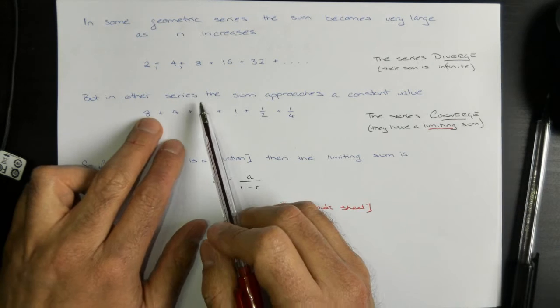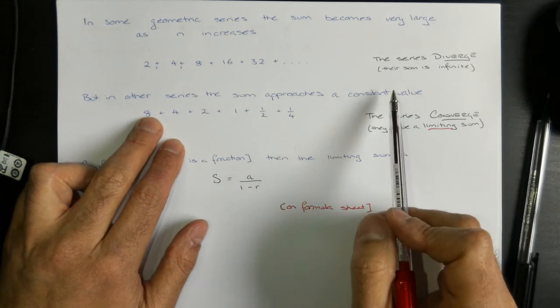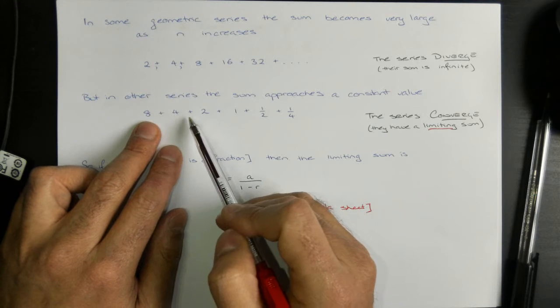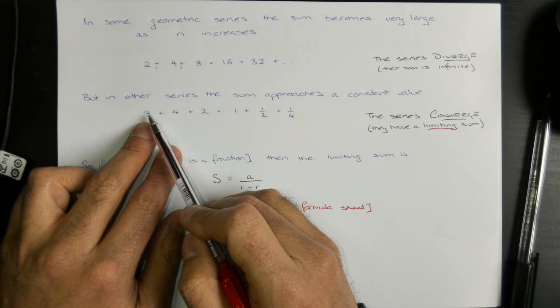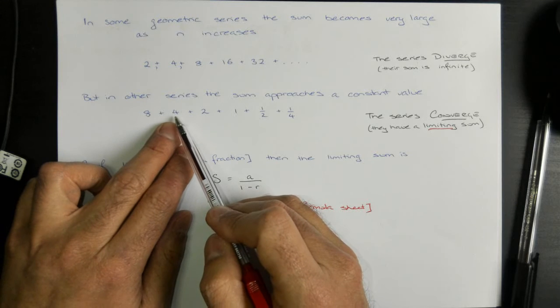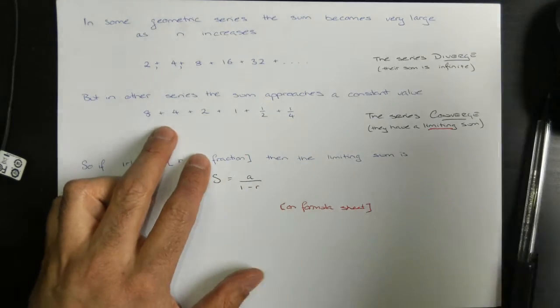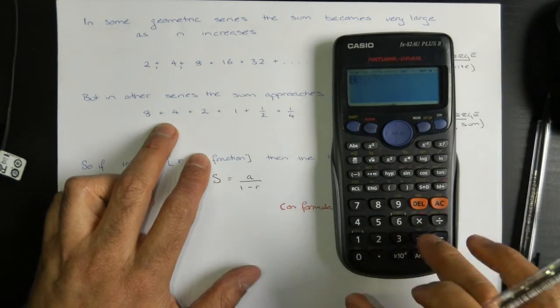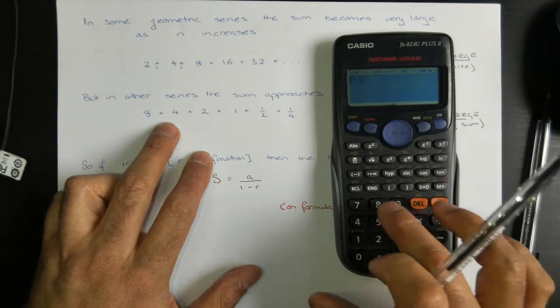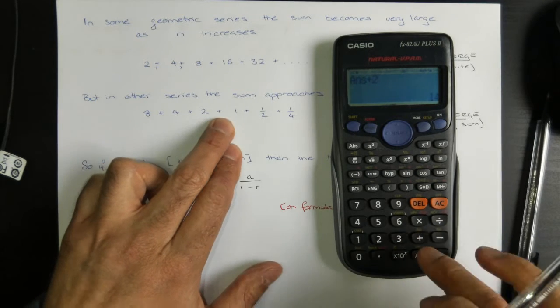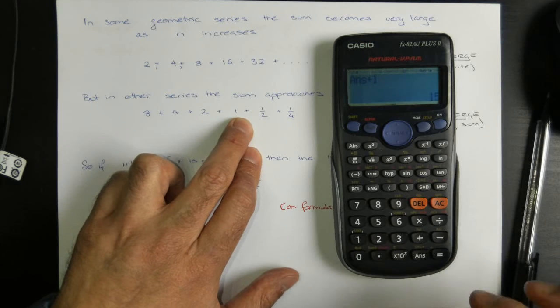But in other series, the sum approaches a constant value. So here, what's happening is I'm timesing it by a half. So 8 divided by 2, or times by a half, is 4. Times that by a half is 2. Times that by a half is 1. And if we look at it, so 8 plus 4 is 12, plus 2 is 14, plus 1 is 15.